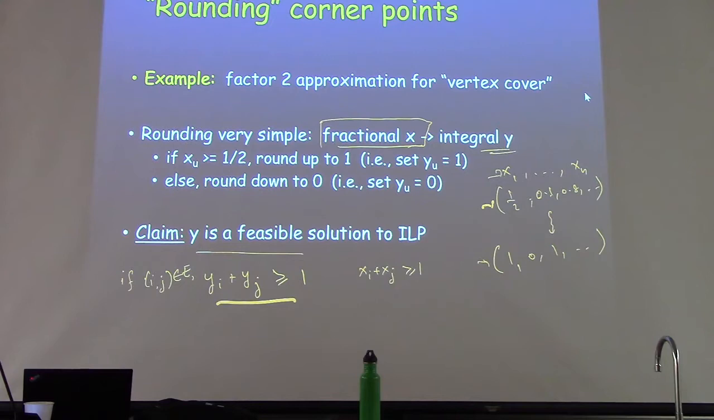So why was this? Could it be that this was satisfied, but after this rounding, it is not? At least one has to be half. At least one of xi and xj. Yeah, the argument we saw last time was very simple. If xi plus xj was bigger than or equal to 1, then at least one should be bigger than or equal to half, because they are all non-negative. Actually, it doesn't even matter. So at least one has to be bigger than or equal to half, and that means that the corresponding y should have been set to 1, and that means that yi plus yj is at least 1. So it's a very simple argument. This showed that the y you get from this process is a feasible solution to the ILP.